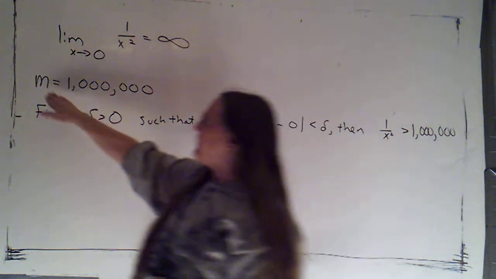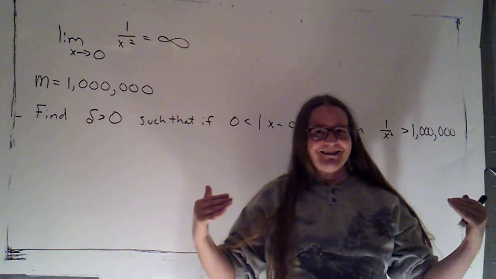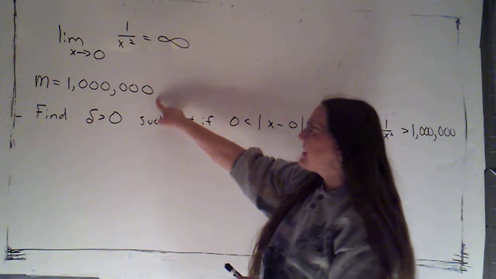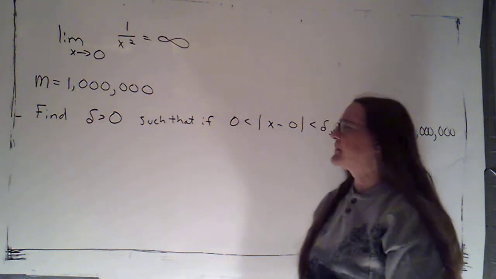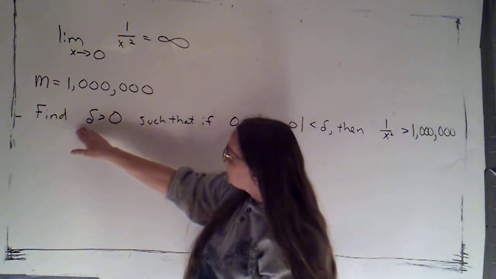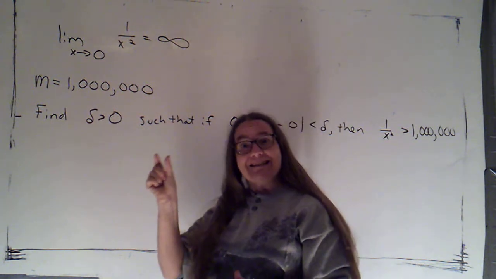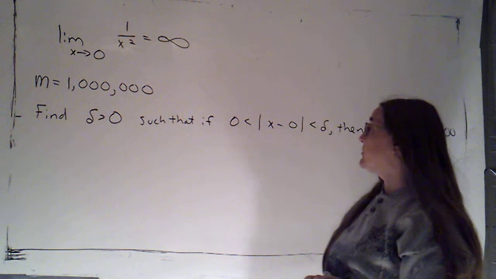I'm going to have an m. I'm going to have a standard of bigness. So I'm going to say my function value counts as big if it's above 1 million. And what we're asked to do is find a delta bigger than 0. That's going to be a positive number that's a standard of closeness for our x values.